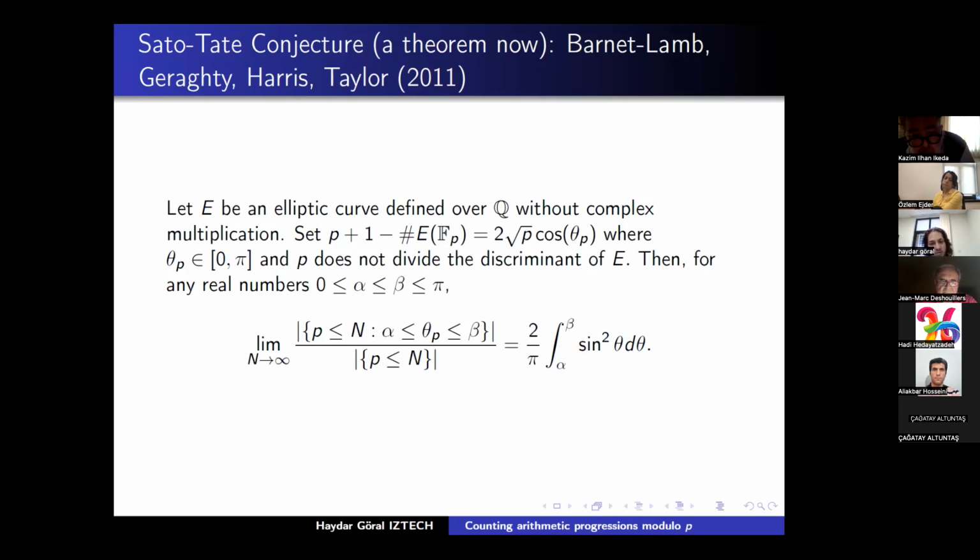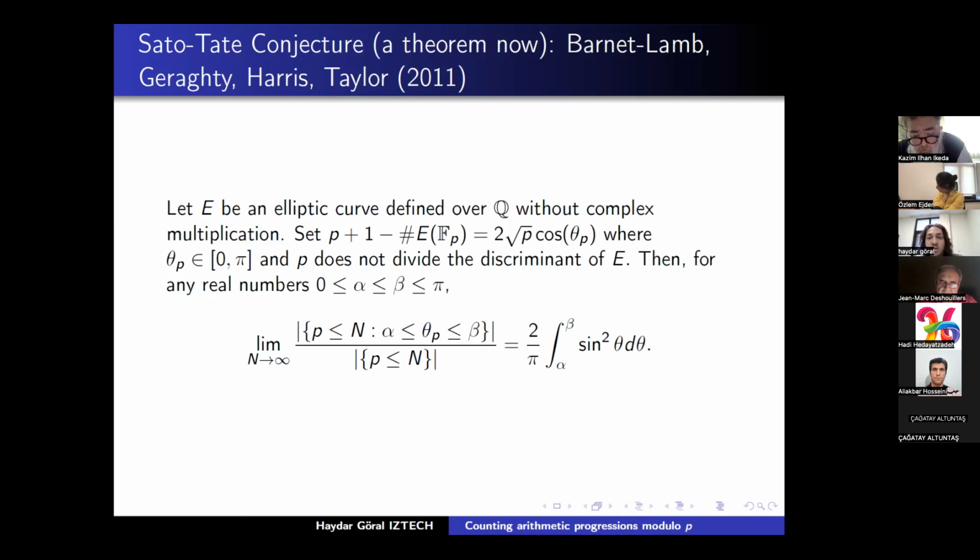And the Sato-Tate conjecture says that actually there is an equidistribution of this angle. This means that whenever you fix alpha and beta between 0 and pi, and you consider the Frobenius angle lying between these two angles, if you consider those primes and those thetas around this interval, and divide this number by the number of primes up to n, in the limit case you obtain this limit. So this is a sine square distribution.